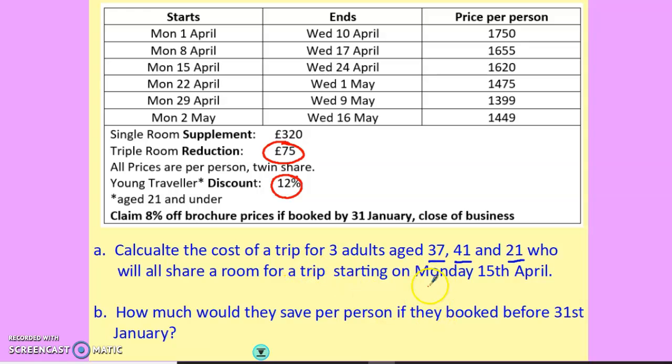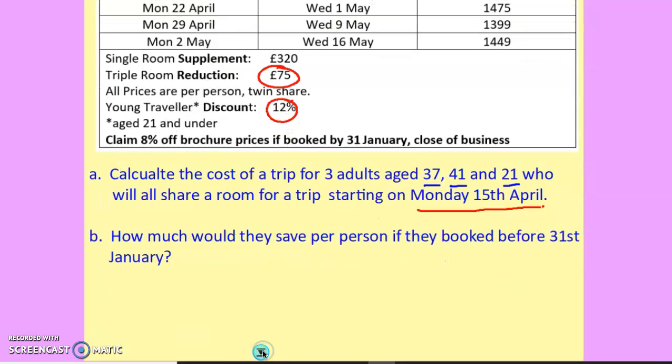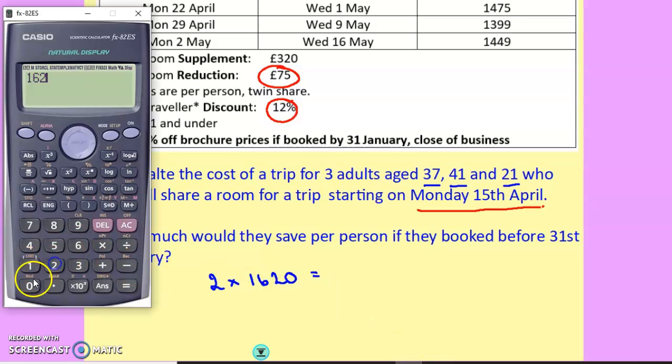And when are they going? Monday the 15th of April. Monday the 15th of April is here. So it would cost them £1,620. Okay, so 2 of my adults need to pay that 1,620, so let's times that by 2. Which is 3,240.